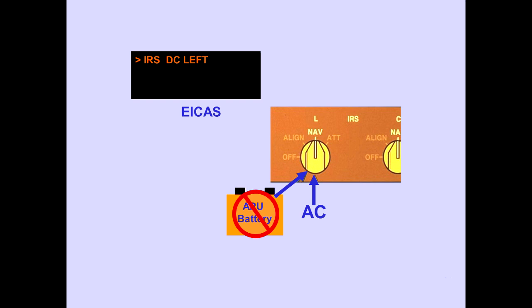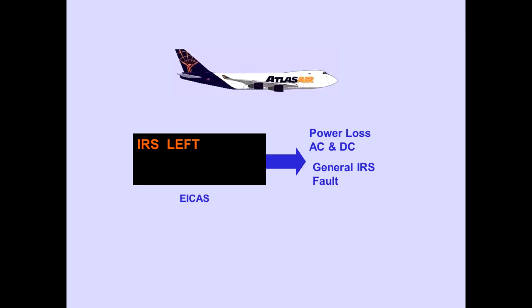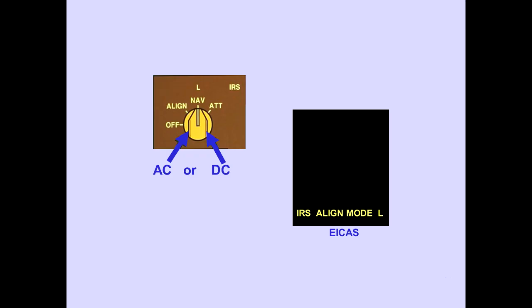The ICAS advisory message IRS DC indicates that DC power from the APU battery is not available. The ICAS advisory message IRS left, center, or right is displayed when an IRS fault is detected. Loss of AC and DC power is one such fault condition. If power is restored, the ICAS memo message IRS Align Mode is displayed. Remember, while in motion, the IRS cannot realign.